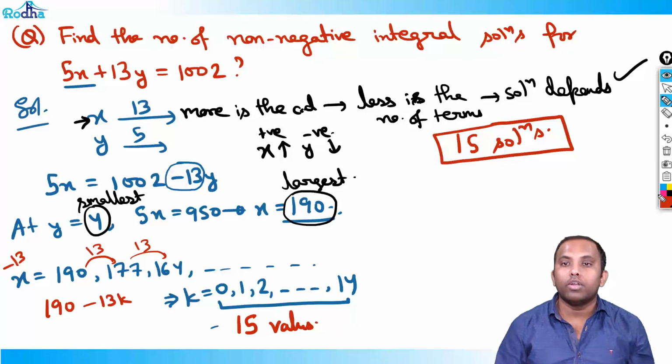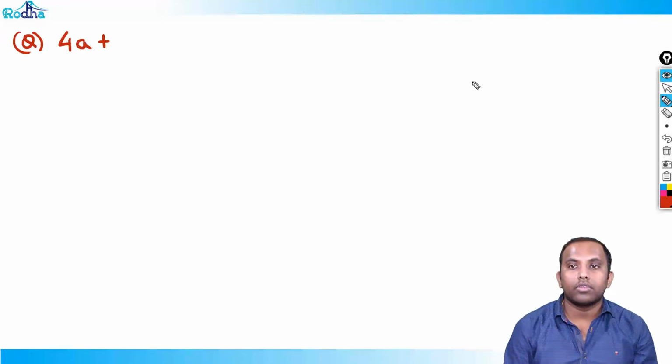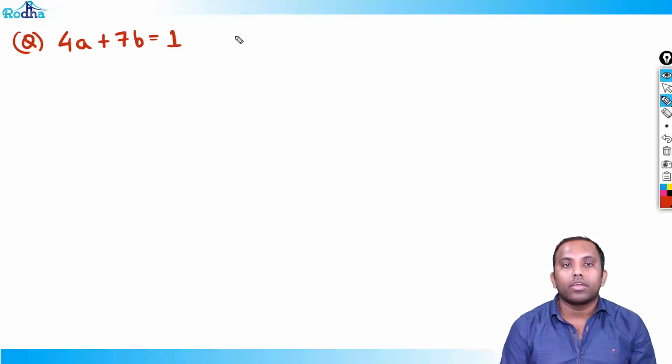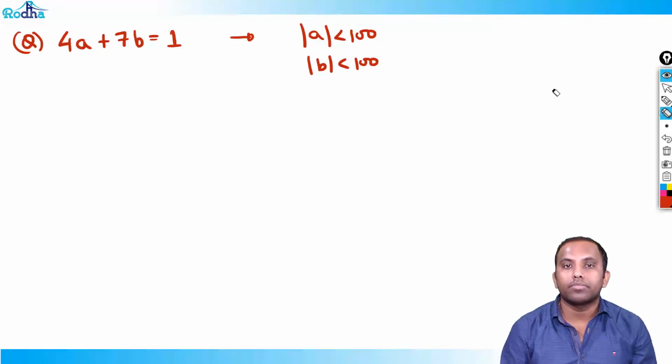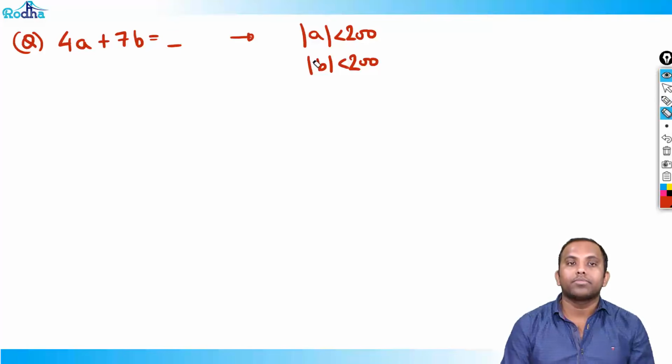Now one more we'll do, just a CAT question. It's like 4a plus 7b is equal to 1. It is written that mod a is less than 100 and mod b is less than 100. Sorry, in CAT it was 100, let's make it a bit tougher. Make it 200 and 200. So 4a plus 7b is equal to not 1 but 3.